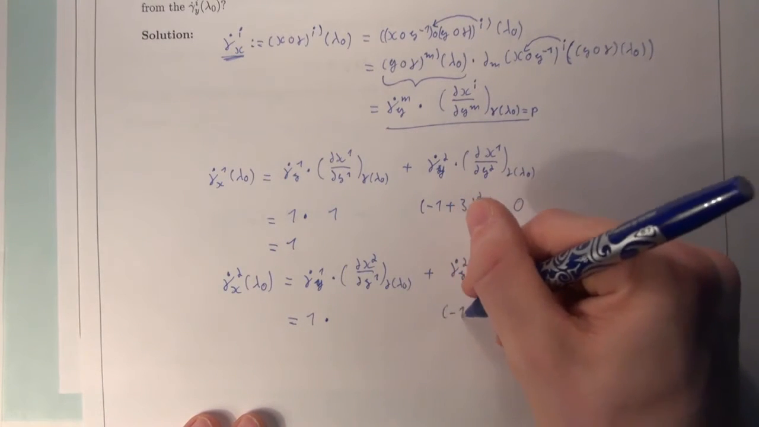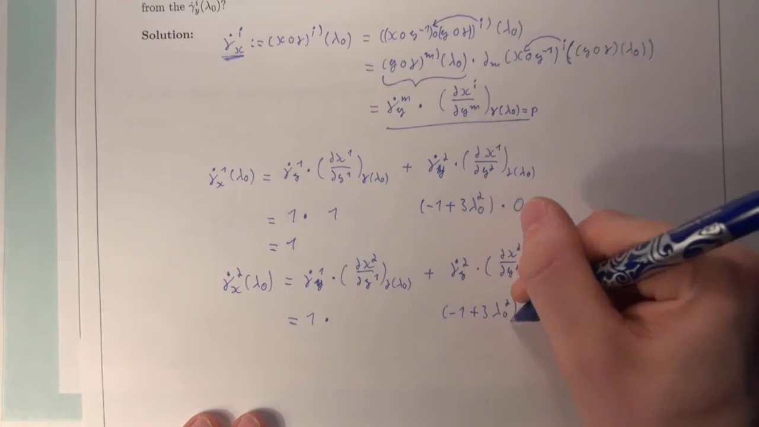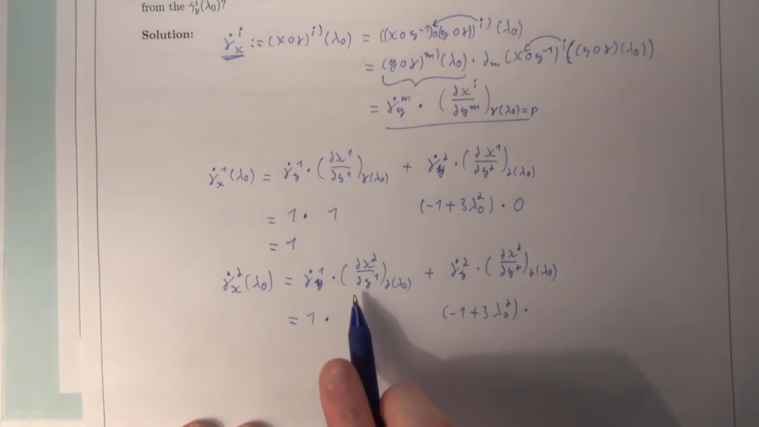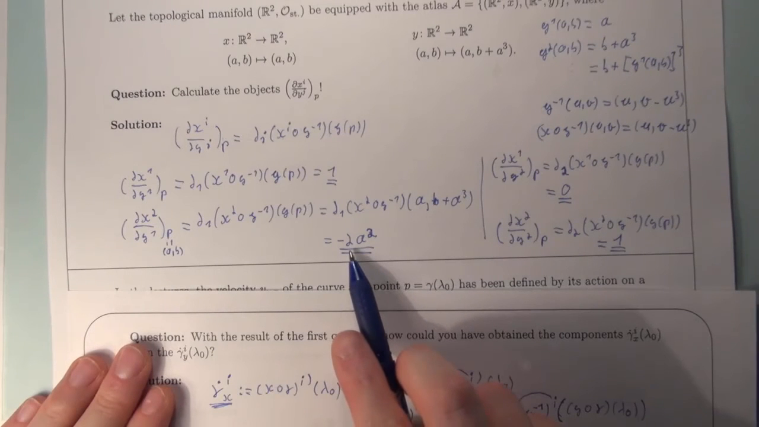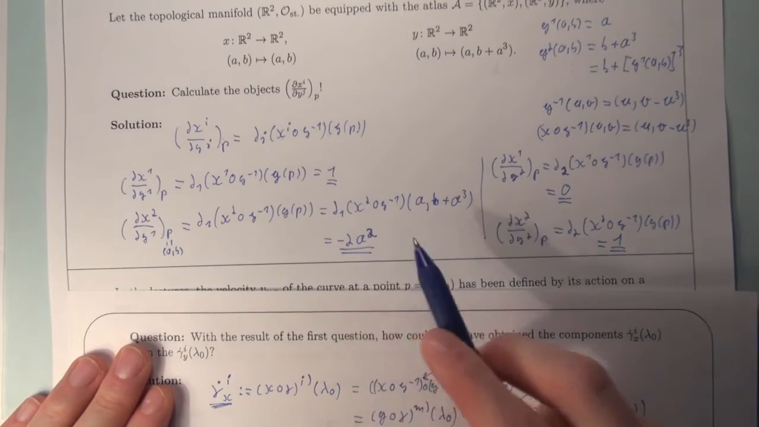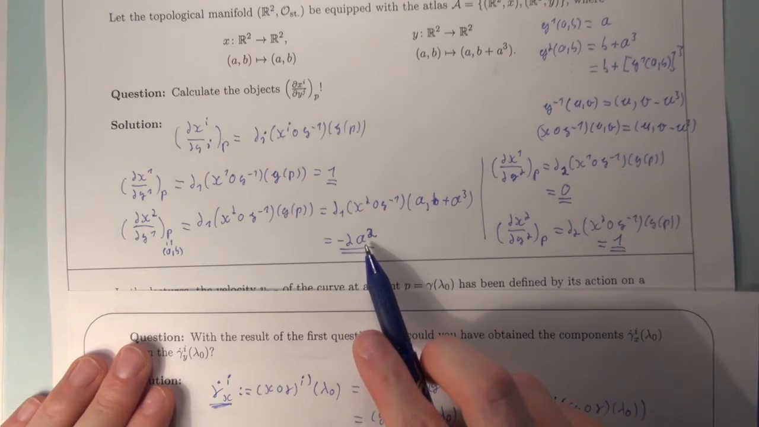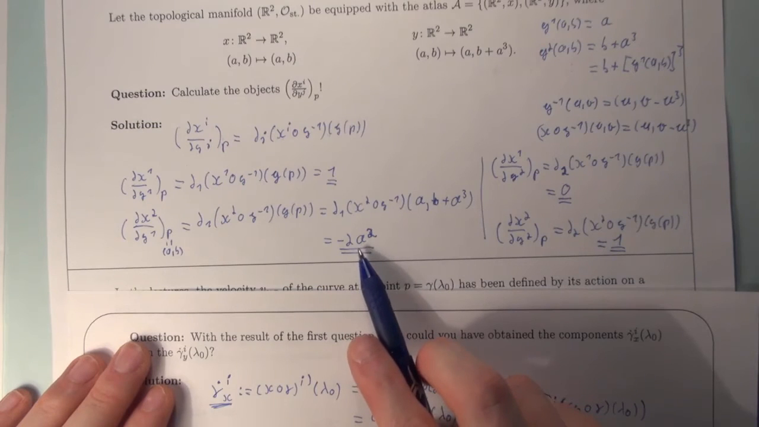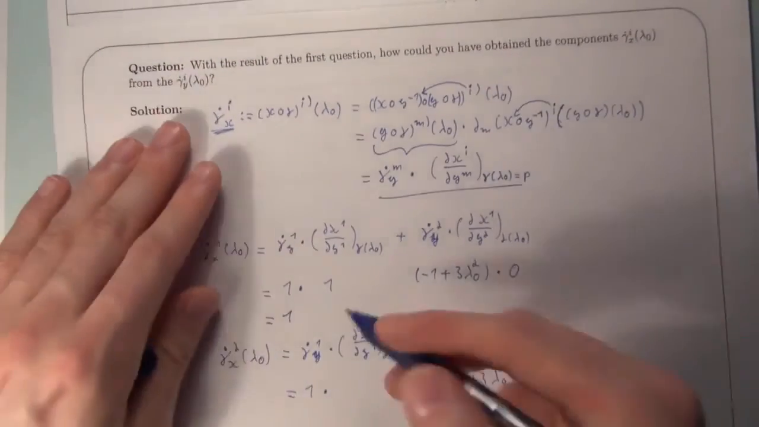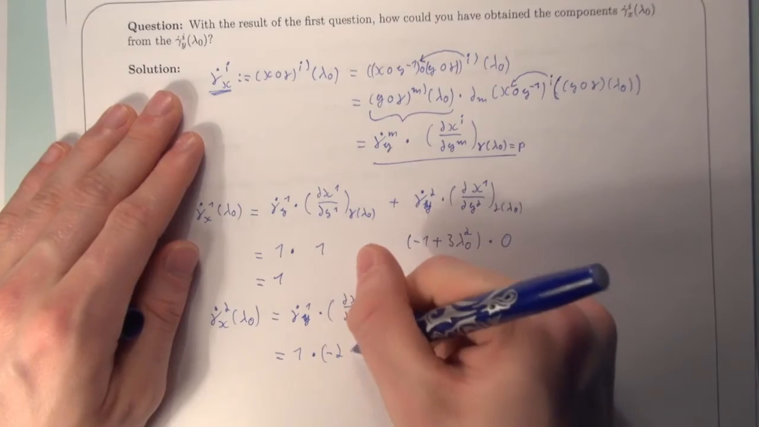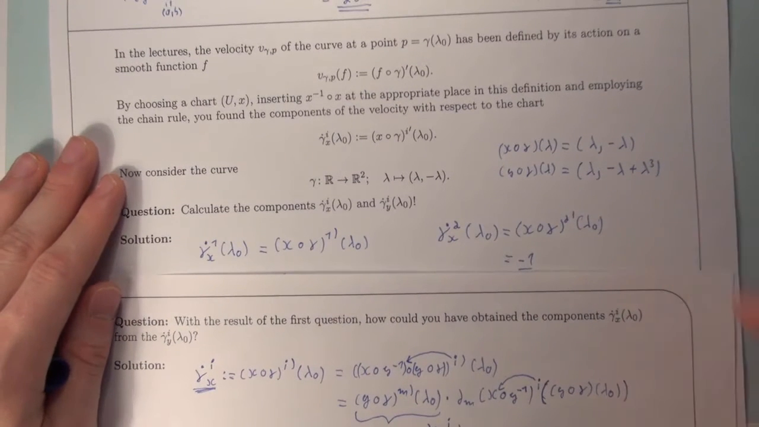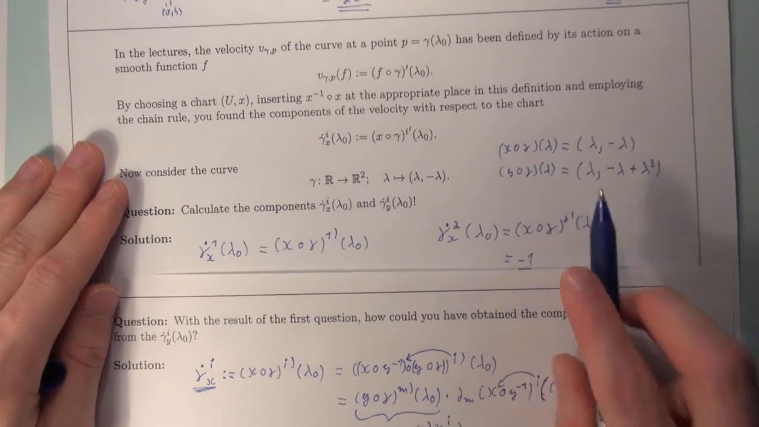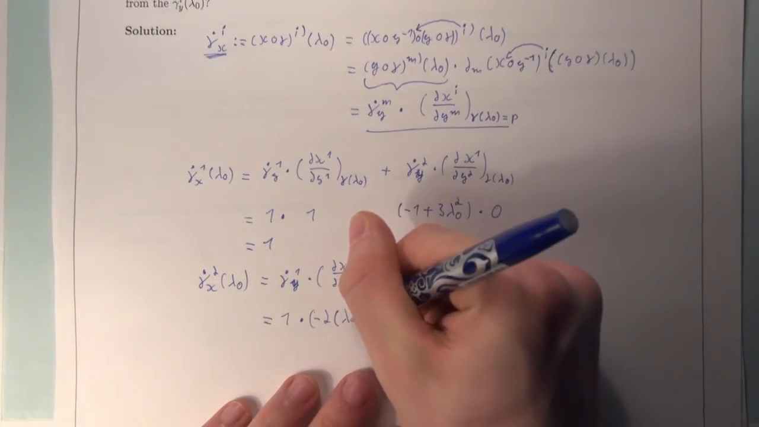So we have to read off these two objects from above. There we got minus 2a squared, but for a we have to insert the first component of the point P equals gamma of lambda naught. So minus 2, and the first component in the y map can be seen here is just lambda naught. So minus 2 lambda naught squared.